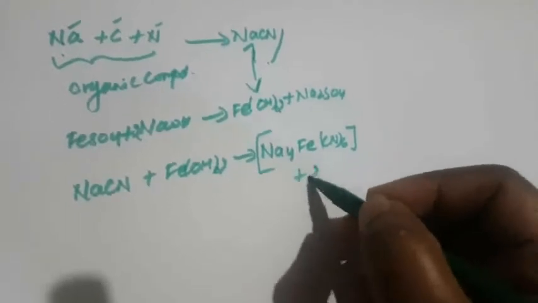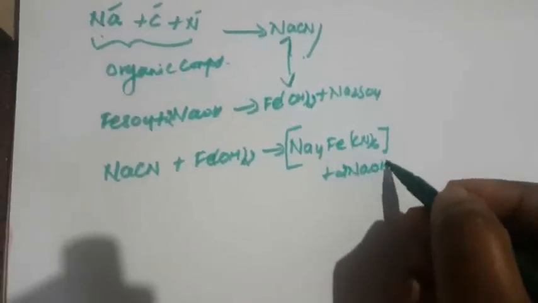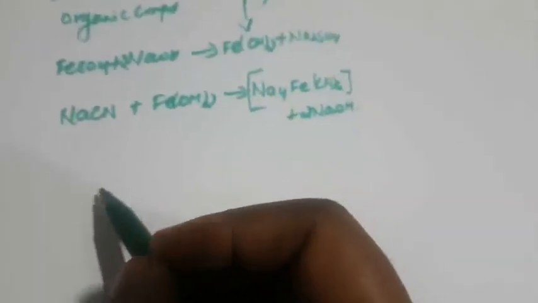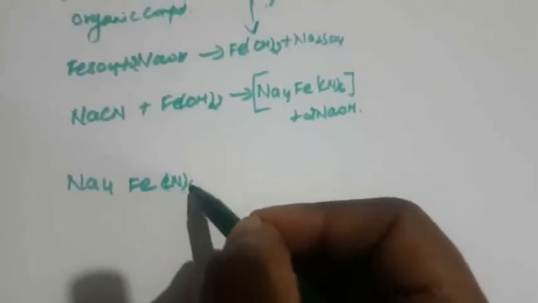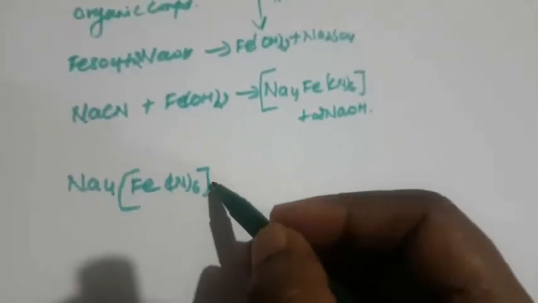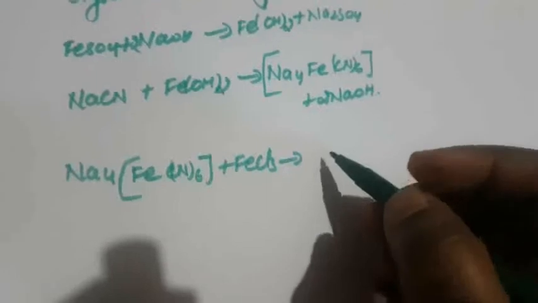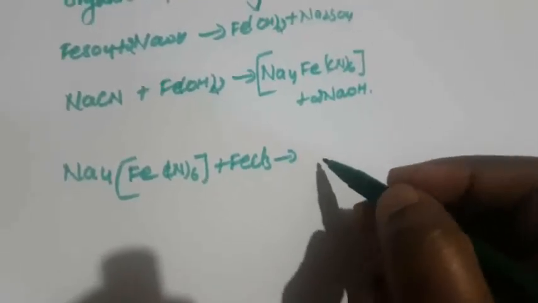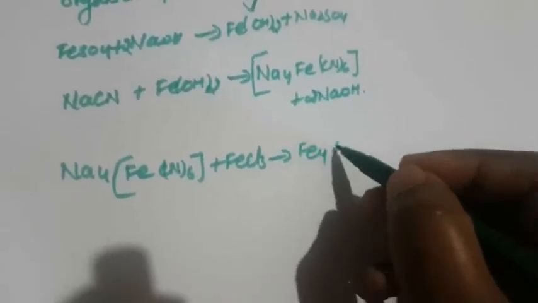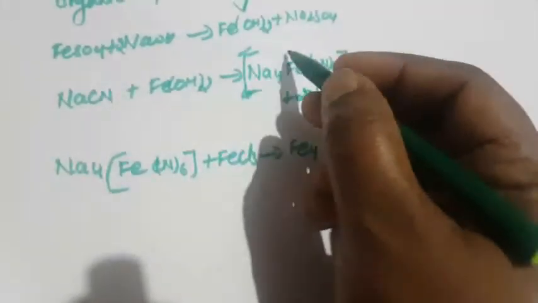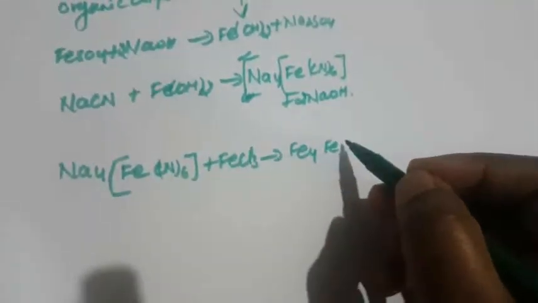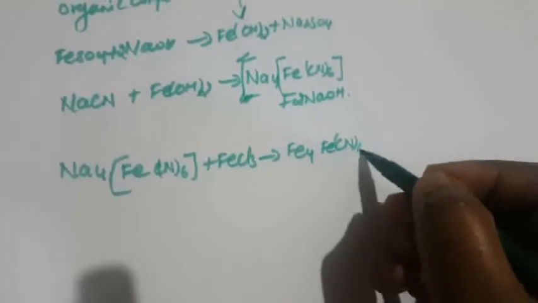After that, the sodium ferrocyanide reacts with ferric chloride to change into a Prussian blue or green precipitate, Fe4[Fe(CN)6]3.